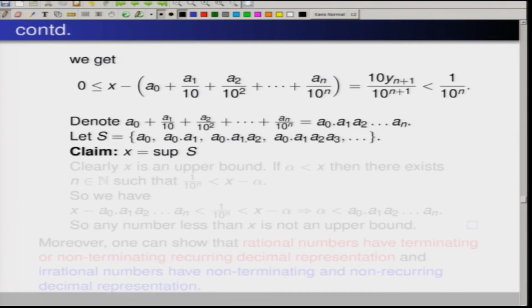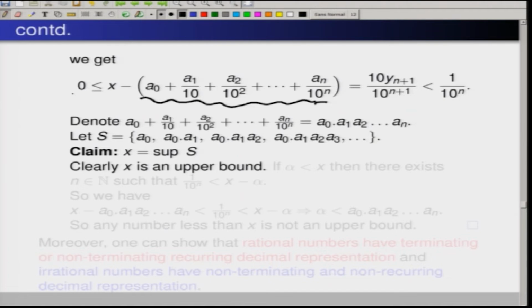Now, as you can see, at every step we are getting a bigger number. This is bigger than this. So clearly, whatever n we take, for any element of S, x minus this is greater or equal to 0. Therefore, this is less than or equal to x, so x is an upper bound. Now, this set S is bounded above and x is an upper bound.